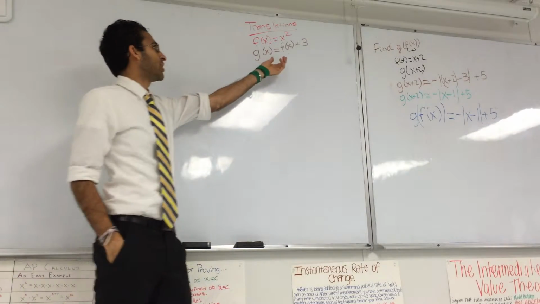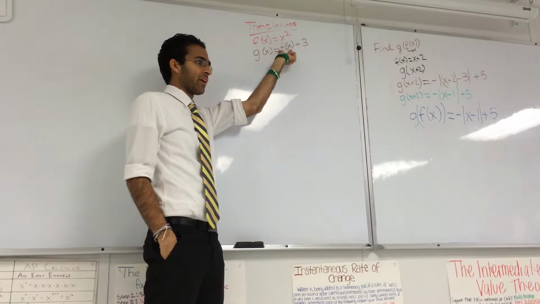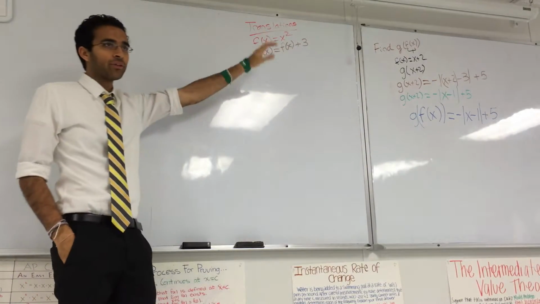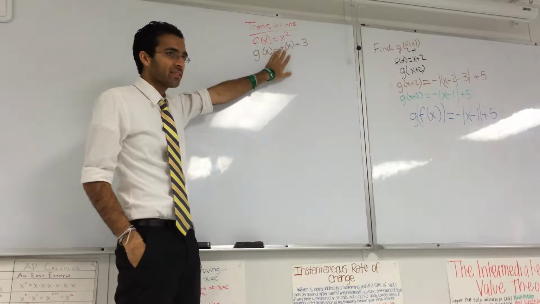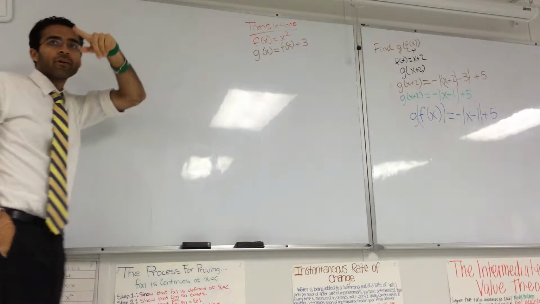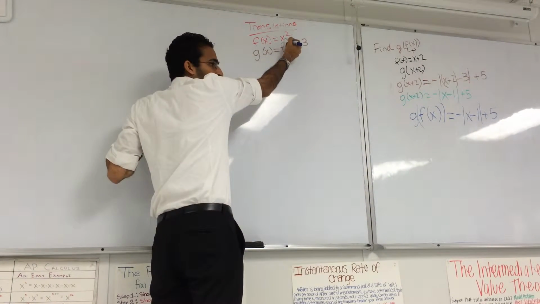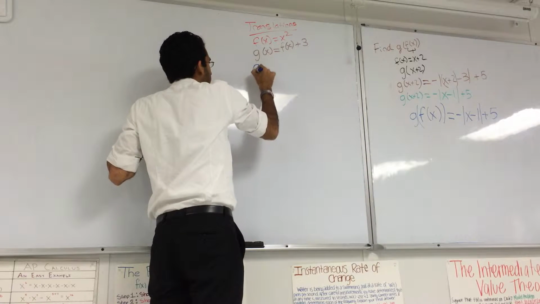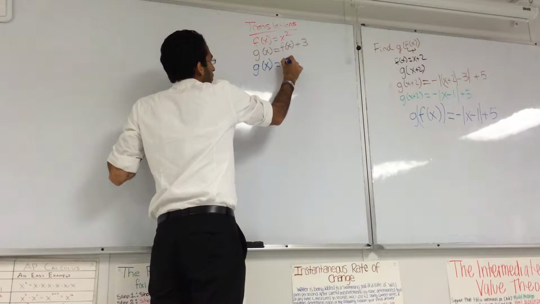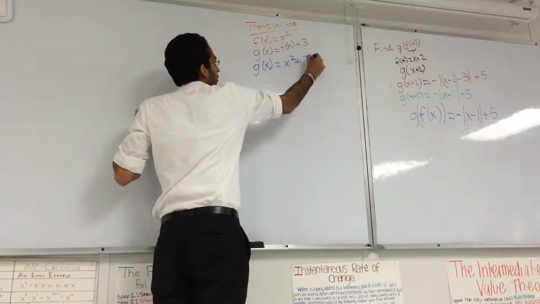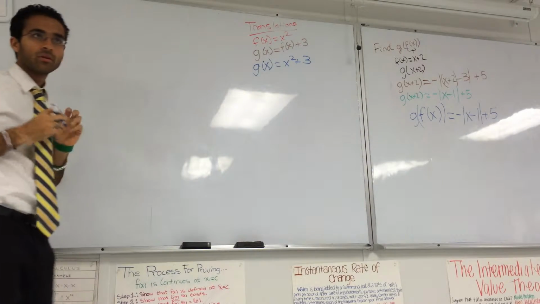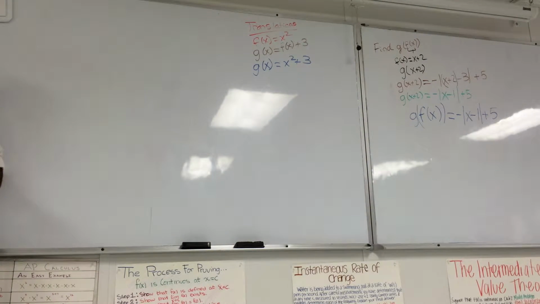How could I write g of x so that this f of x wasn't there anymore? How could I rewrite the equation to sort of get rid of this f of x? What do you think, Iris? Yeah. Because f of x is just x squared, so I could just say g of x equals x squared plus 3. Any questions with that much?